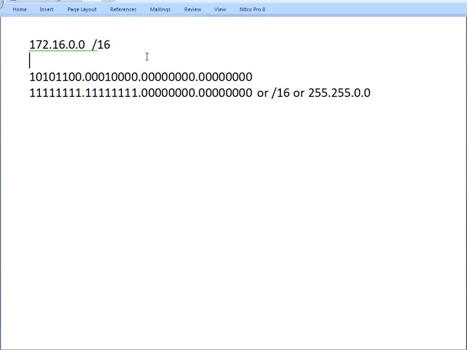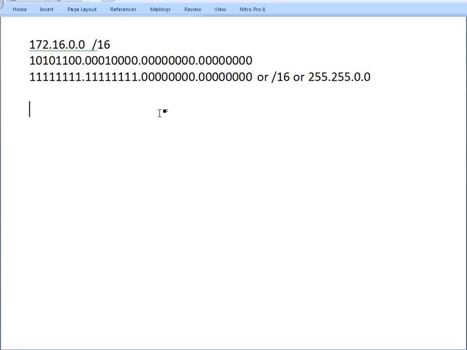Okay, now for this requirement, say the first network needs 2000 hosts. The second network needs 500 hosts. The third network needs 200 hosts, and the fourth one needs 100 hosts. There we go, four networks. The first one needs a big number, 2000 hosts.